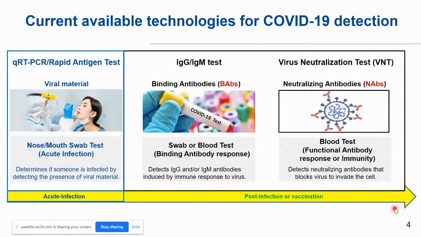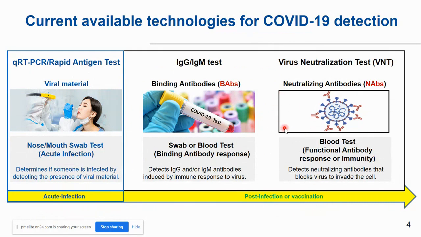These are the current landscape of available technologies for COVID-19 detection. As you can see on the left, what is mostly used extensively from last year is to capture the acute infection stages, to determine if someone is infected by detecting the presence of the viral material. These technologies include the qRT-PCR or the rapid antigen test. However, after the acute infection stage, these viral materials will be difficult to catch. What we can do in the post-infection or post-vaccination stages is to look for antibodies.